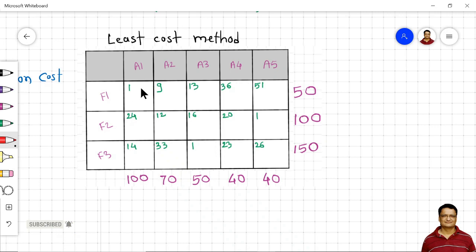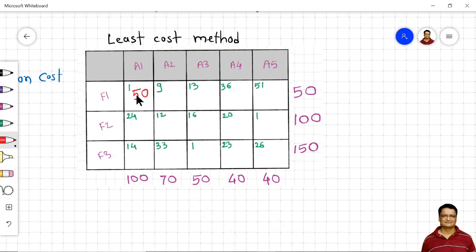Here I can allocate 50 units because the supply is 50, though the requirement is 100. So I can make an allocation of 50 over here, I can make an allocation of 40 over here, and I can make an allocation of 50 over here. So I have to select between these two, and I will arbitrarily select this cell for making the allocation, and I can make the maximum allocation of 50 over here.